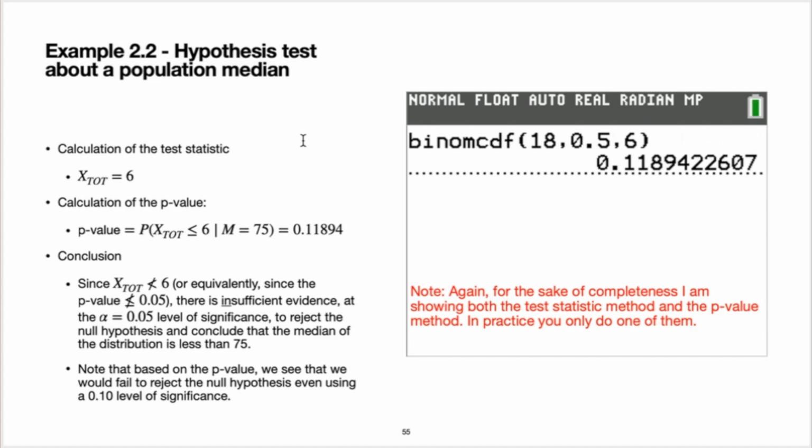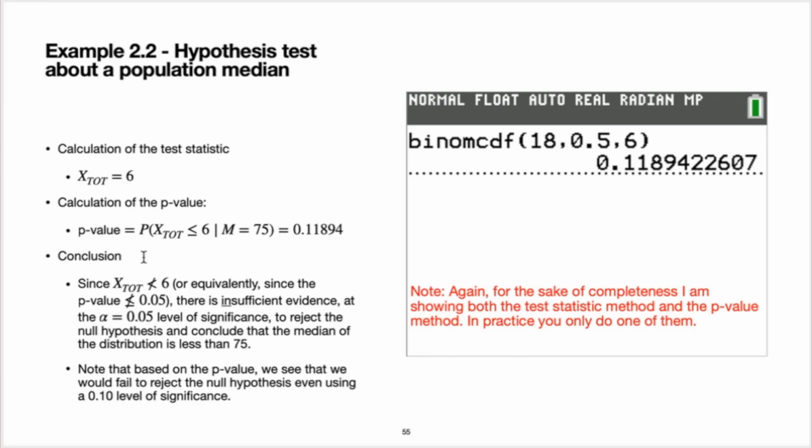Okay, so we calculate the value of the test statistic. Now remember again what X-tote is measuring. It's counting the number of observations that are greater than, in this case, 75, and there are only 6. For this left-tailed test, the p-value is the probability that X-tote is less than or equal to this observed value under the conditions of the null hypothesis. This is just the value of the CDF for X-tote when the binomial probability is 0.5. I've got that evaluated here in the panel on the right, and so we see that our p-value for the test is 0.1189.